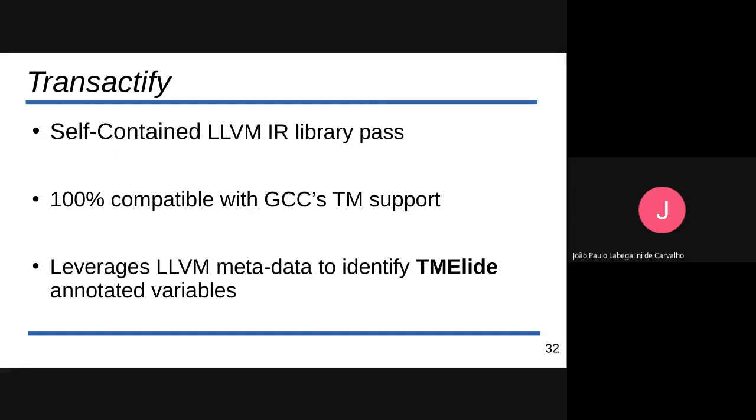The Transactionify transformation was implemented as a self-contained LLVM pass, so you don't need to integrate the code into LLVM to use it. It's 100% compatible with GCC transactional memory support, so legacy code or any code that's ready to compile with GCC will also work with Clang. We leverage LLVM metadata to identify transactional memory variables that were annotated with tm_elide to avoid instrumenting unnecessary memory accesses.